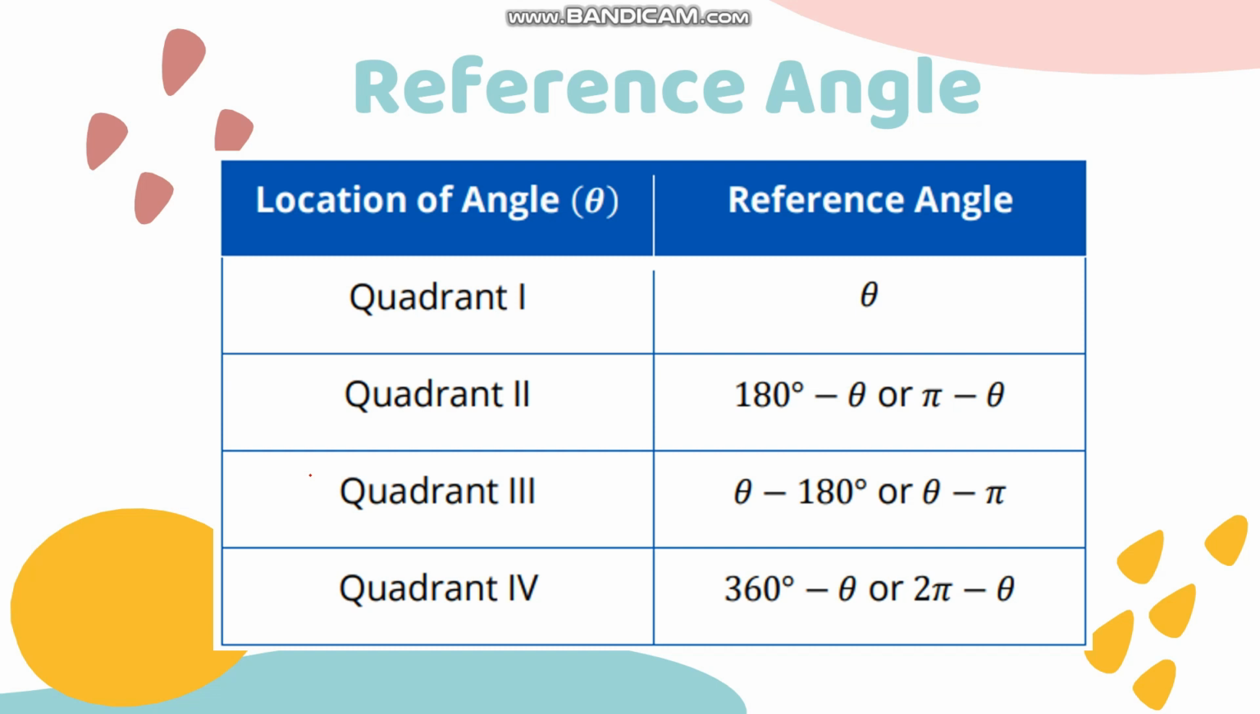Now, if the location of the angle is in quadrant 2, like in our second example, to get the reference angle, all we have to do is subtract the given theta from 180 or from pi. So that will be 180 degrees minus theta, or pi minus theta.